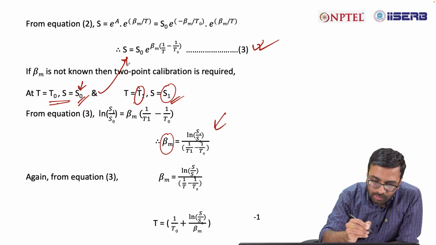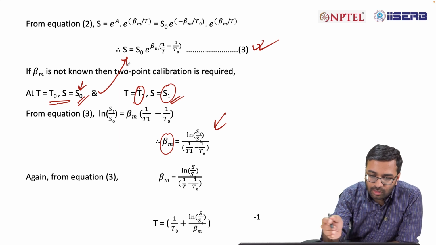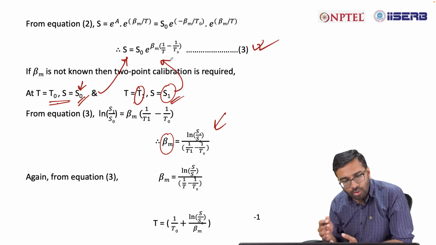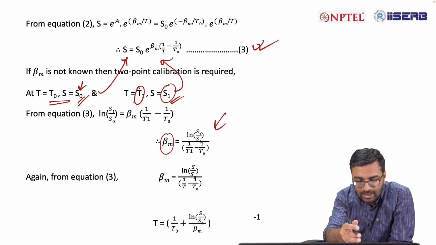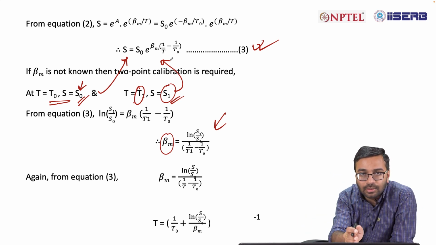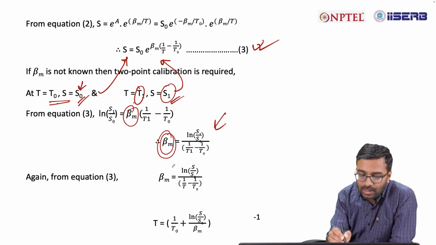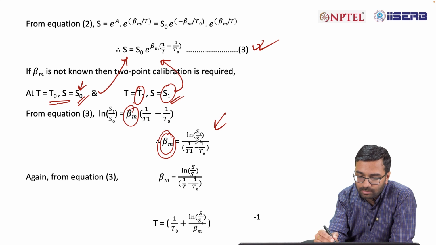Put this one in equation 3, you will have S0 equal to something. Put this value into equation 3, you know what is the value of S1, and then you take both the equations and you can figure out what is the value of beta m, which is nothing but ln S1 by S0 divided by 1 by T1 minus 1 by T0.